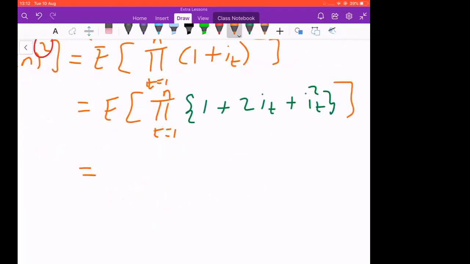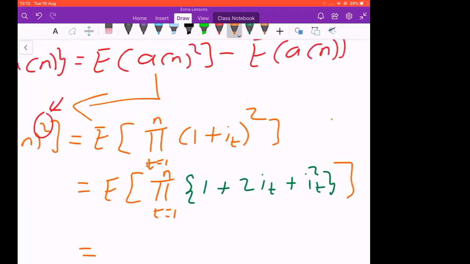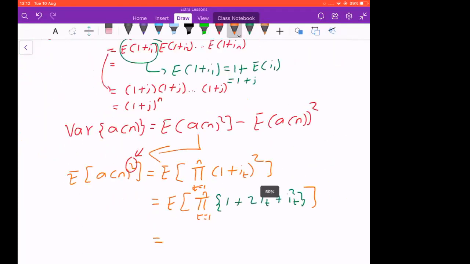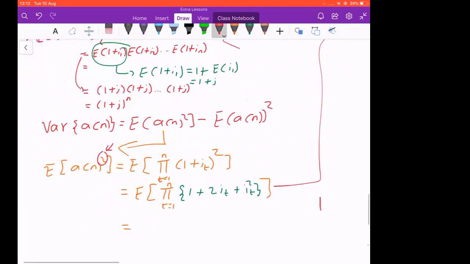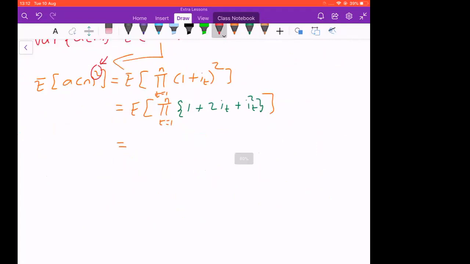You find your answers, so you're going to do the same thing as you did up there, as you did for this one. You're going to expand your product, and then again you're going to include your expectation individually for each one of them. So you're going to have something like this.